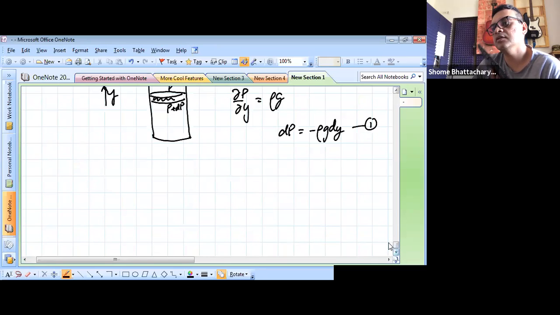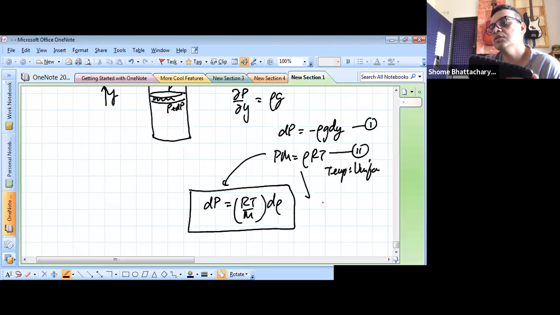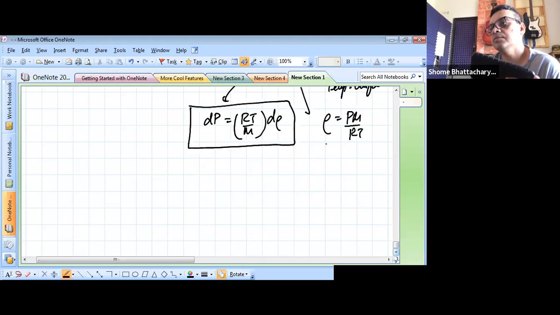That's one equation. And Pm is equal to rho RT. Now temperature is uniform. Okay. So this is your second relation. So now if you relate this and this, you will see that dP is equal to RT by M into d rho. This is the relation. Or from here, rho is equal to Pm upon RT. Where P is now pressure at the bottom minus, you have to use integration basically because pressure is varying now. So density is also varying.